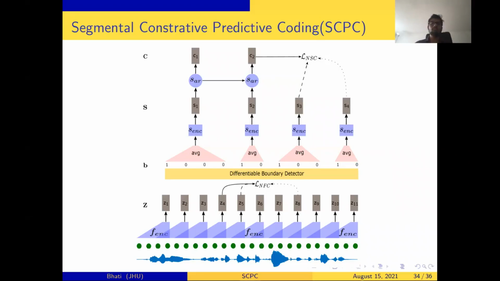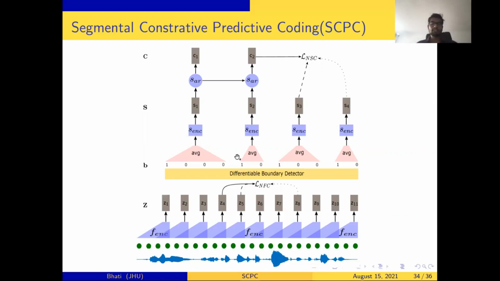And how do we do that? We essentially put a boundary detector on top of a frame level feature extractor, and then we aggregate the segments that are generated by the boundary detector to get the segment level representations. And then we try to learn the segment level representations using the CPC loss at segment level.